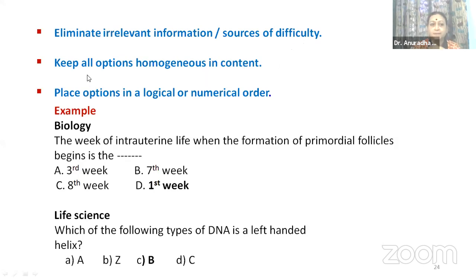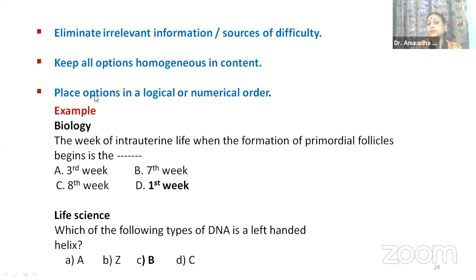Okay, keep all options homogeneous in content. If you're talking about properties of something, see that all the options deal with properties. If you're dealing with the authors, then see that all of them are authors. So everything in the options should be similar in terms of content. There is a homogeneity in the content. Something is not totally way out.